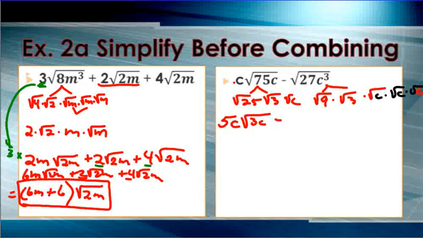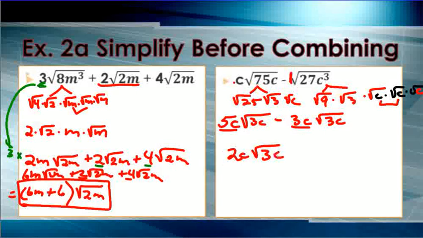Put my minus sign here. Square root of 9 is 3. Square root of c times the square root of c is c. And then I have the square root of 3c left over. This, remember, was a 20, so 20 times 3c is just 3c. So now if I combine, they both have the same radicands. They both have the same number on the outside. So I have a 2c times the square root of 3c. This would be our answer.